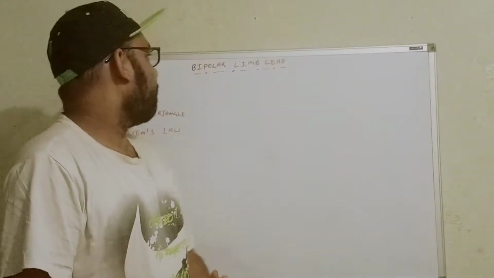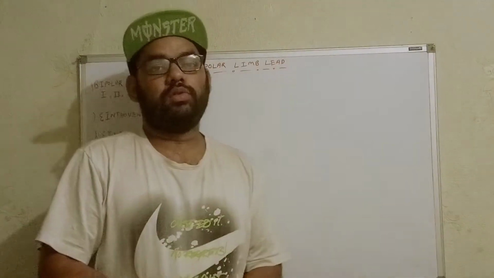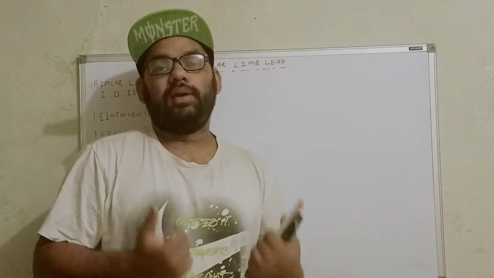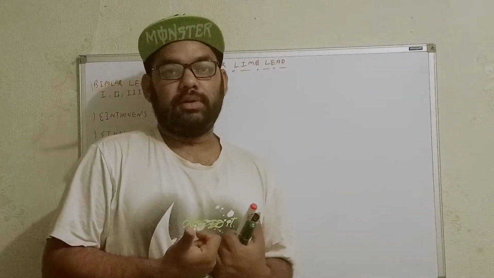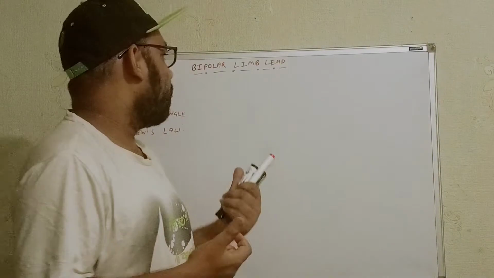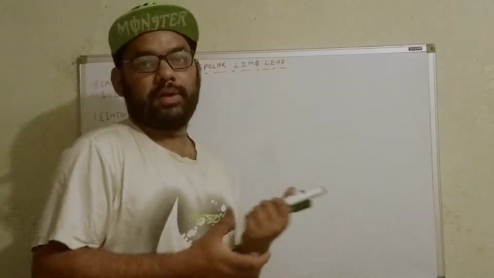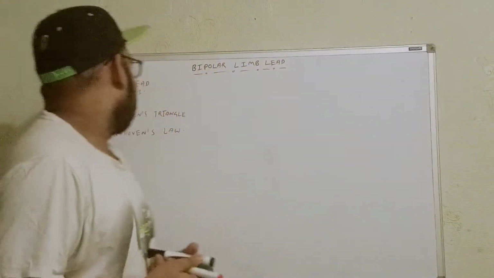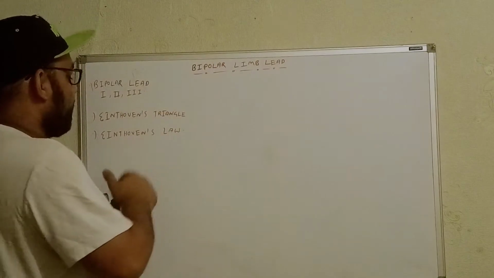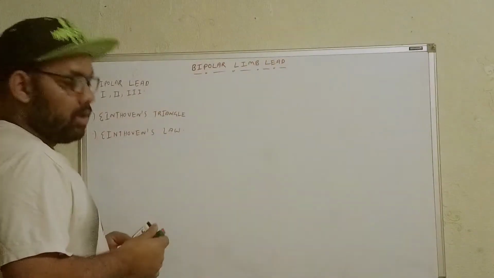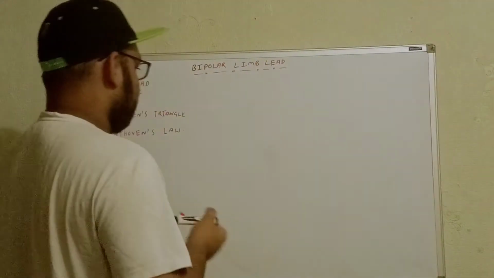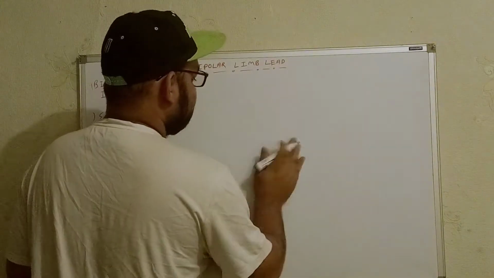Today we'll continue with the bipolar limb leads. I have already uploaded a video on the bipolar limb leads, where I talked about how the limb leads are formed. Today I'll focus on Einthoven's triangle and Einthoven's law. But before that, let's go over the limb leads once again.